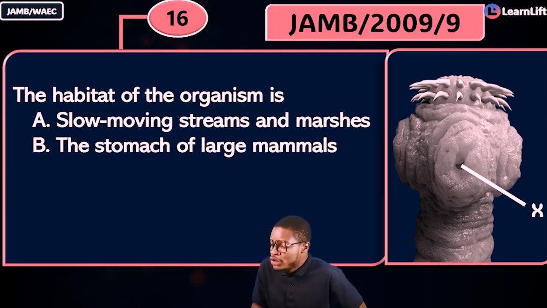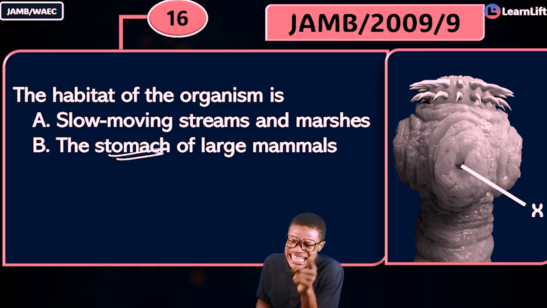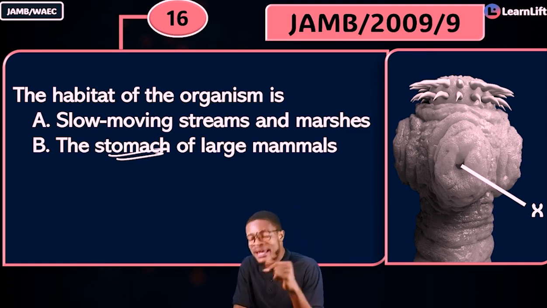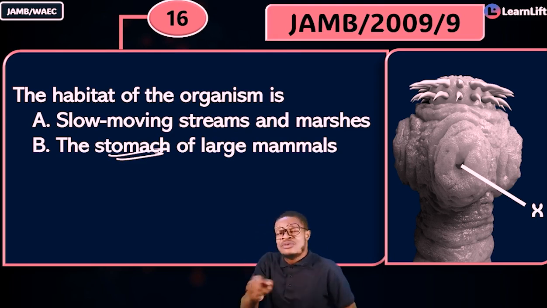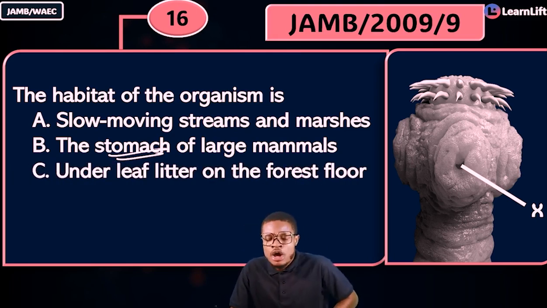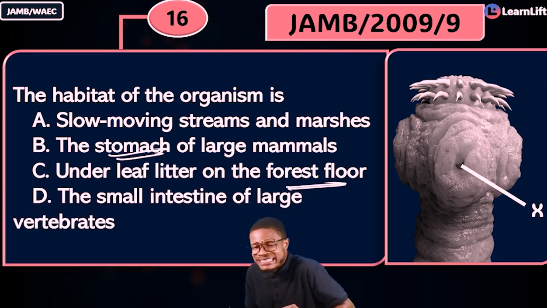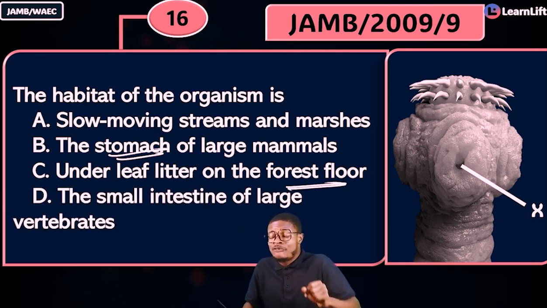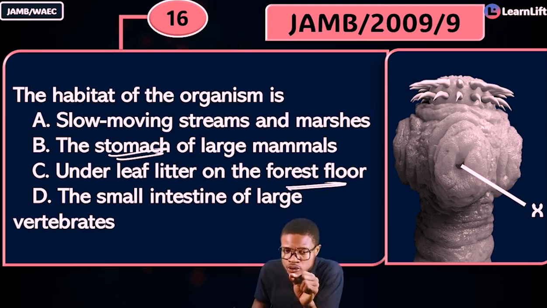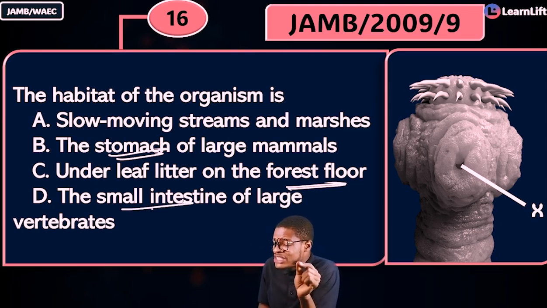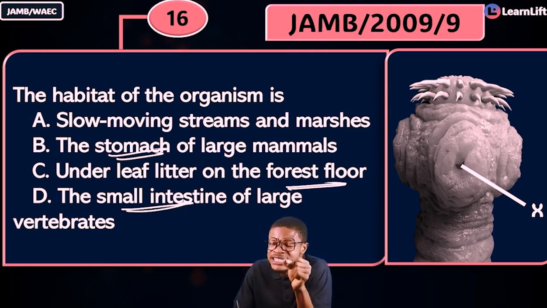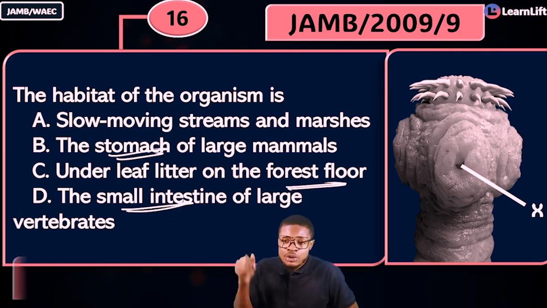You don't see them in the stomach. No, they are not in the stomach where you have your gastric juice. Are you getting me now? It's not because they are scared that gastric juice is going to dissolve them. Their body is tough. As you move in the next class, you will see all of these things. Option C is under leaf litter on the forest floor. No, you don't see them in the forest. Option D is the small intestine of large vertebrates. You find them where you have digested food. And digested food is only found where? In the small intestine of large vertebrates. That's where you see your Taenia solium, making option D the correct answer.